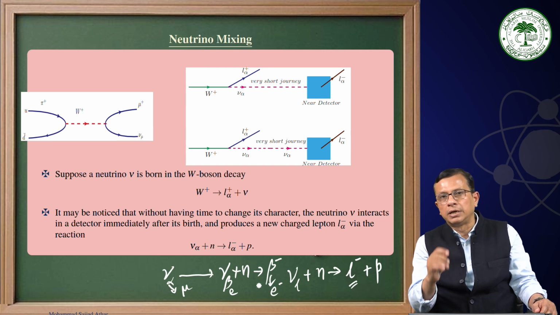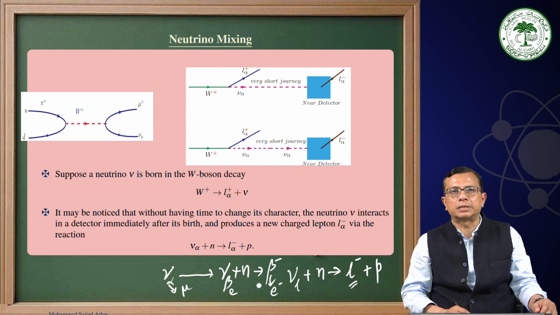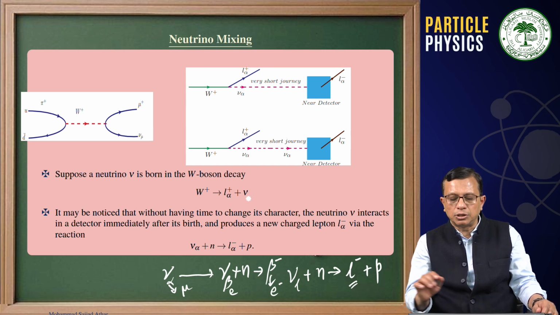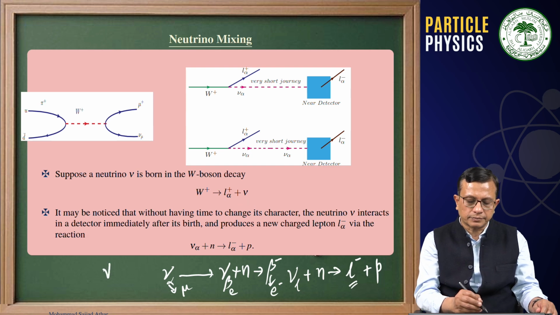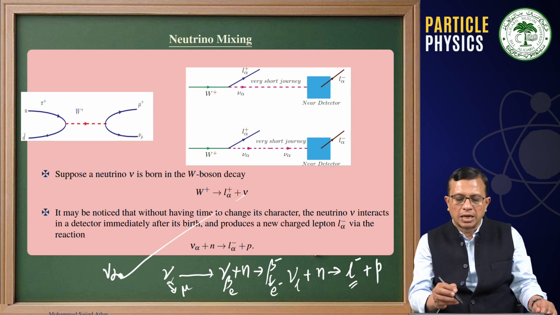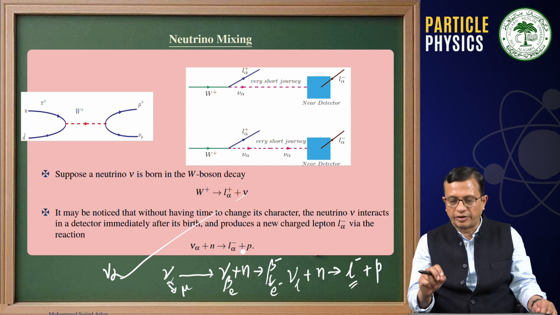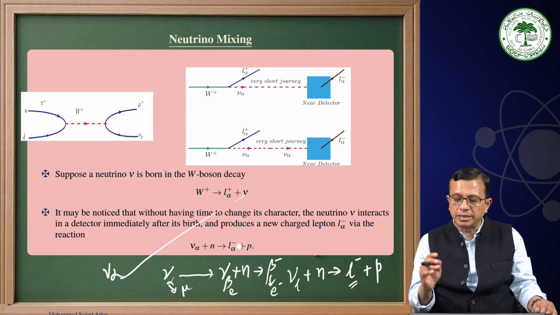Therefore, in general, we have the source, and that source we can typically represent by a W boson, which gives rise to a lepton and a neutrino, a neutrino of say flavor alpha. This neutrino is traveling, interacting with the neutron target and giving us a charged lepton of flavor alpha. That means a muon type neutrino will give me a charged muon in the final state. This is at the near detector site.